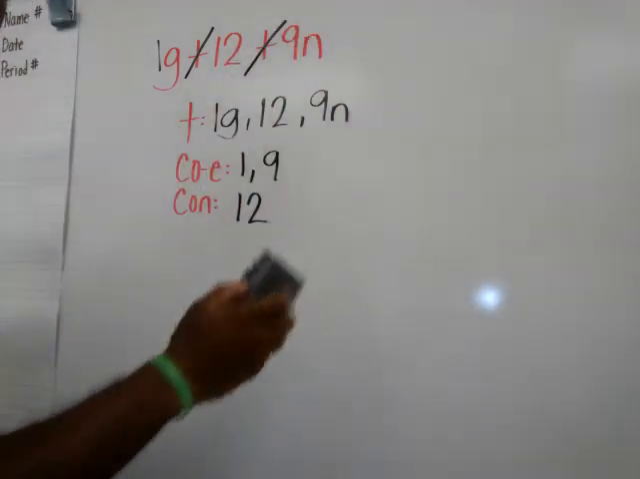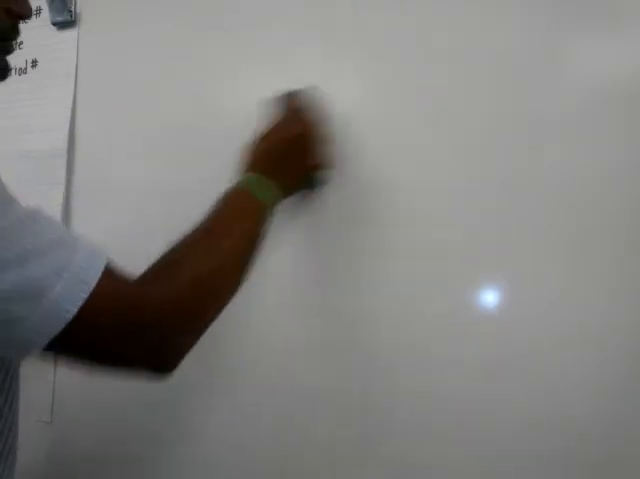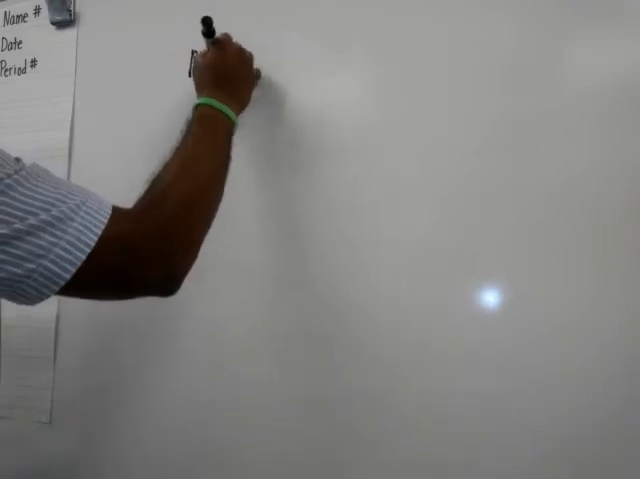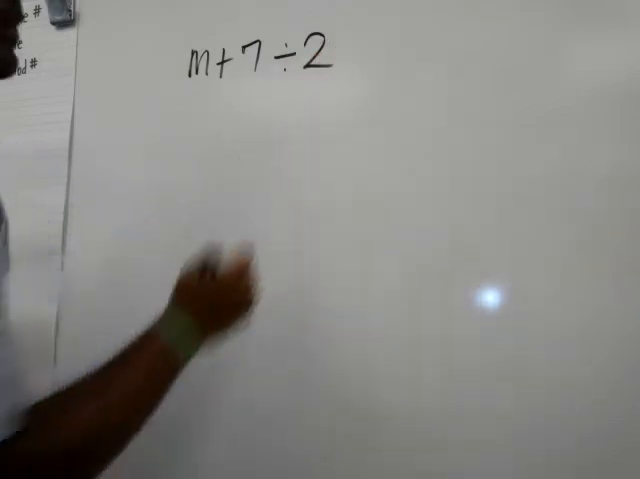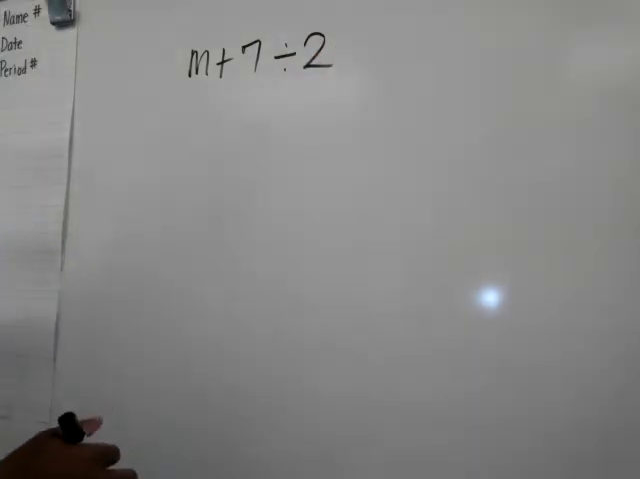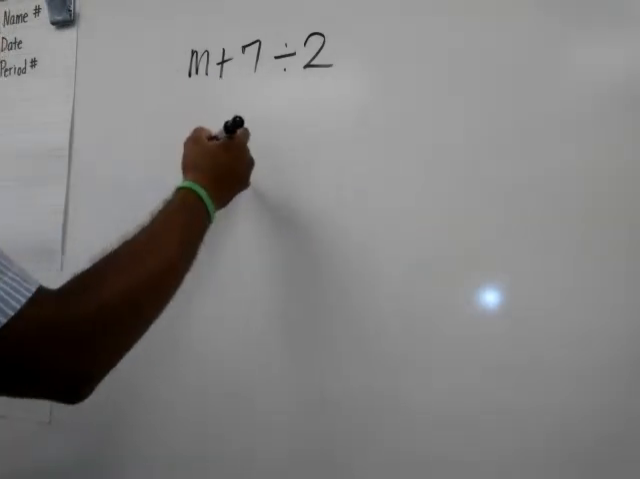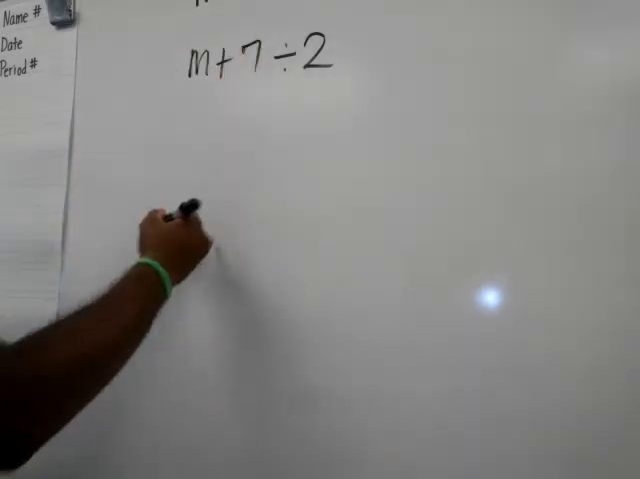All right, I'm going to erase this and go into something else we've been doing. The next thing we've been doing is solving algebraic expressions. So let's say we have an expression m plus 7 divided by 2. The only way we will be able to solve this is if we were given the value of m. So in this case, let's say m is going to equal 3.